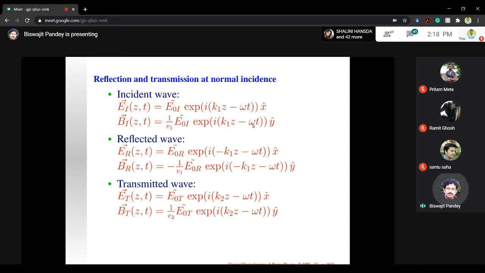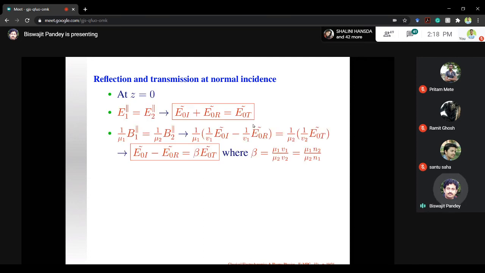And since omega is the same, we have thrown away the terms from both the left-hand side and the right-hand side. That becomes e to the power minus i omega t, which we have thrown away because they are the same for each and every term on both sides. So in this case, B parallel 1 will be E0I by v1, and B parallel 2 will be negative.